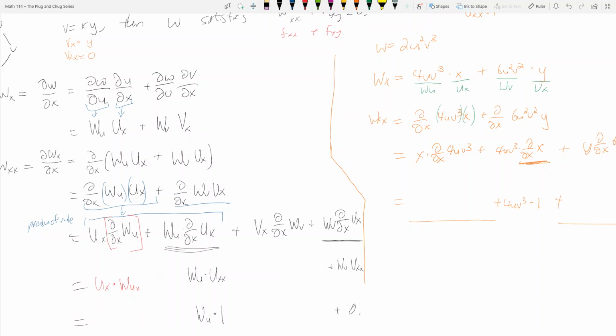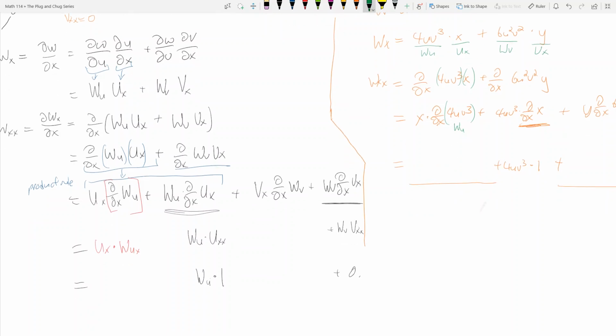And let's look at our right-hand side here. This right here is w sub u. 4uv cubed is w sub u. How in the world are you going to take that partial with respect to x? There's no x in there. This is why this problem is so difficult. You have to apply the chain rule to w sub u. So we've got to apply the chain rule again.